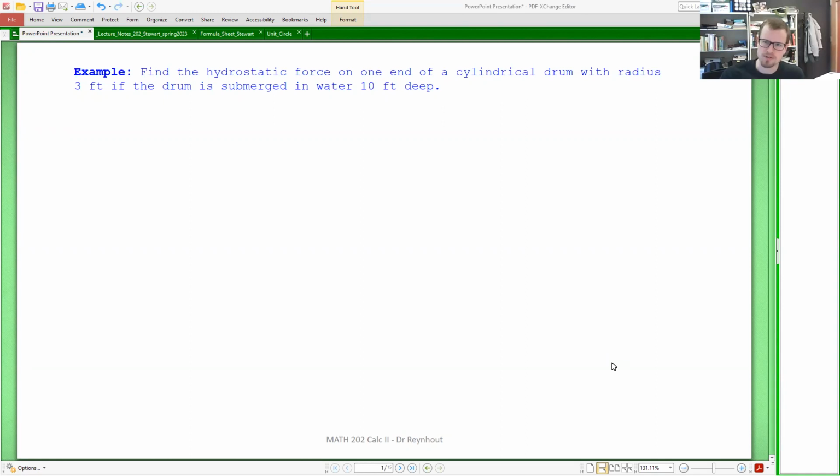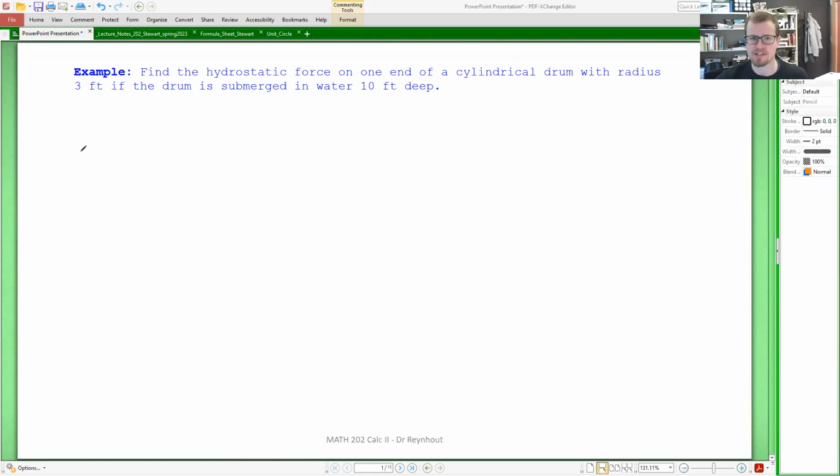So what's the question? What's the scenario? We want to find the hydrostatic force on one end of a cylindrical drum. So we're looking at the end of a cylindrical drum. Cylindrical, cylinder, circle. So we're looking at the force exerted on a circle with radius 3 feet if the drum is submerged in 10 feet of water. Now, this is a little bit tricky because it doesn't clarify that this drum is laying on its side, but that's the assumption that we're going to go with.